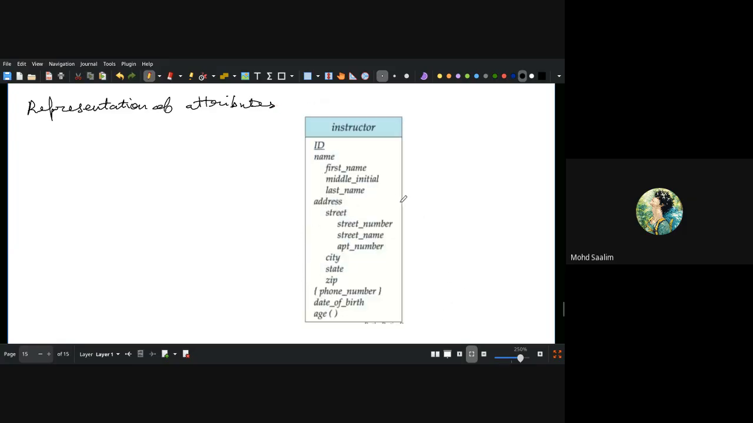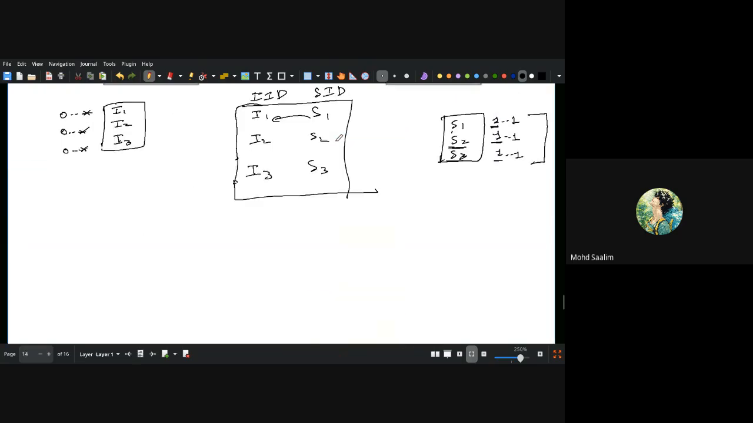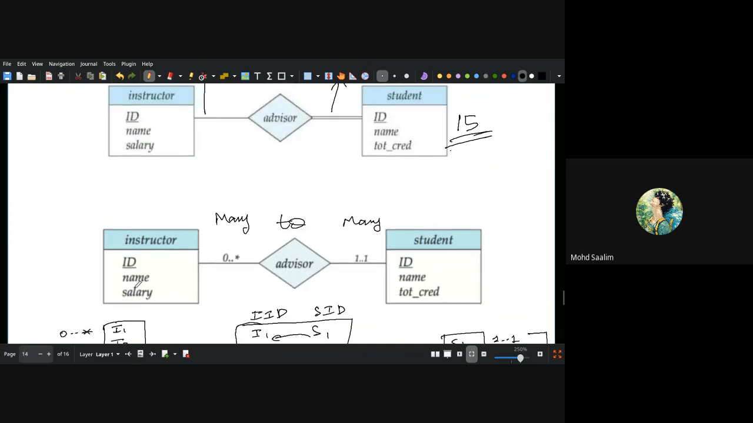Yep. So see, ID is a normal attribute, a simple attribute. So we are just writing it just like we were writing ID here, name here, salary here. So all simple attributes are just written simply.